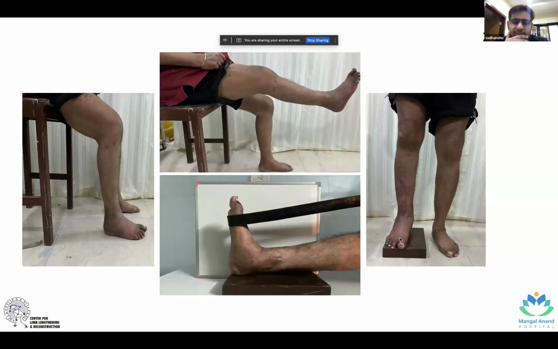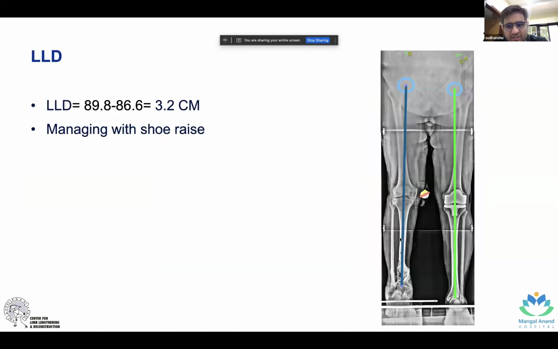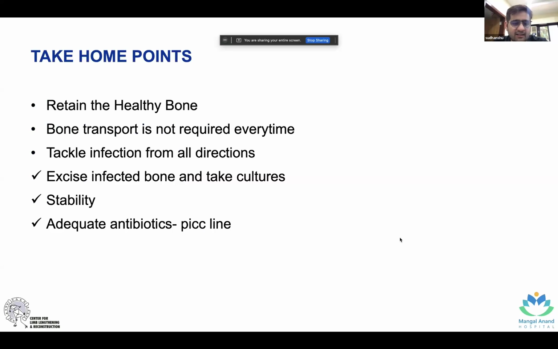And these are the post-operative clinical photos showing good range of motion of the knee and ankle. Obviously there was one issue of shortening of 3.2 centimeters on the right side, but the patient is managing with the shoe raise. So the take-home points were to retain the healthy bone whenever possible, and bone transport is not always required, like in this case, and to tackle the infection from all directions: excise the infected bone, take appropriate cultures, give good stability with the fixator, and then adequate antibiotics with the PICC line. Thank you.